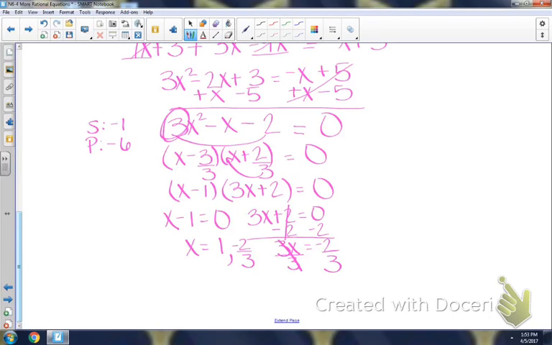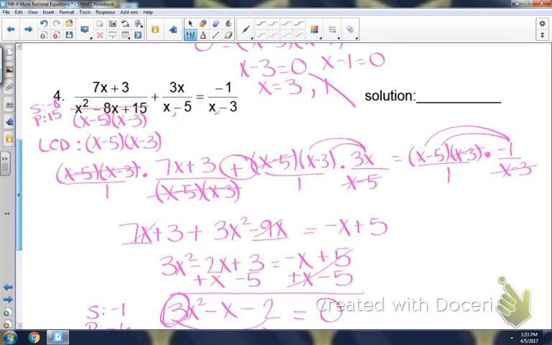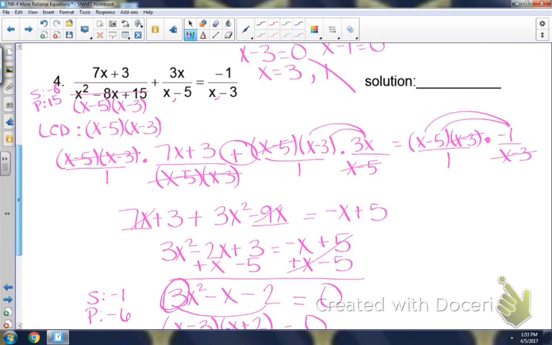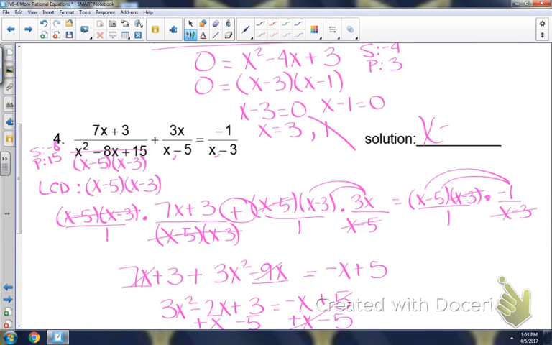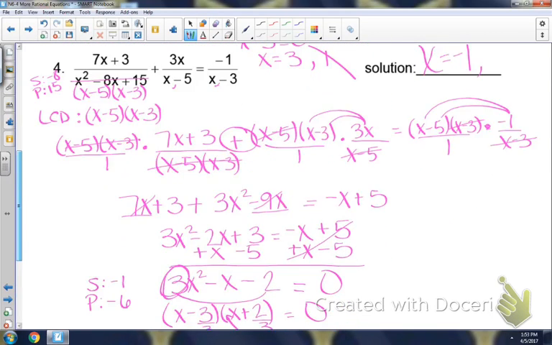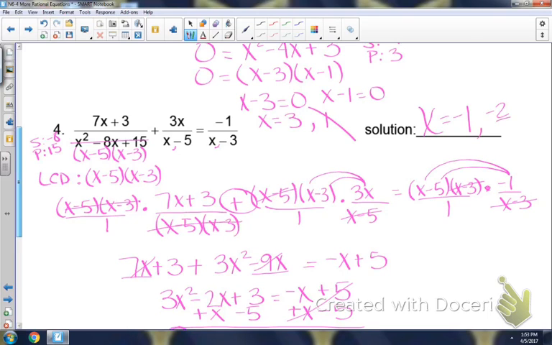Okay, so let's check it. Plug in a 1 into the denominator. Notice it doesn't cause your denominator to be 0. Neither does the negative 2/3. So both of those would be a good solution. So negative 1, or positive 1, my bad, and negative 2/3. So that's a positive 1.